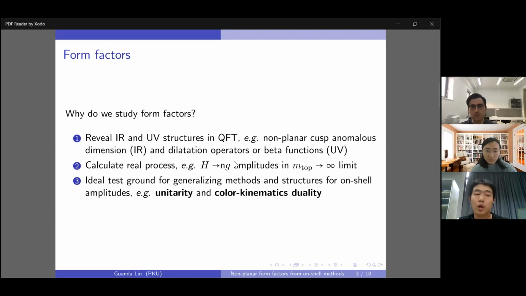There are many important motivations for studying form factors. First, form factors can be used to reveal the IR and UV structure of quantum field theory. For example, recently the four-loop non-planar cusp anomalous dimension was obtained by calculating some Sudakov form factors. Also, form factors can be used to calculate real processes, for example the Higgs to gluon amplitudes in the large top mass limit. Another point is that form factors are ideal test grounds for generalizing the methods and structures developed for on-shell amplitudes, for example the unitarity methods and the color-kinematics duality structure, which will be our focus later.